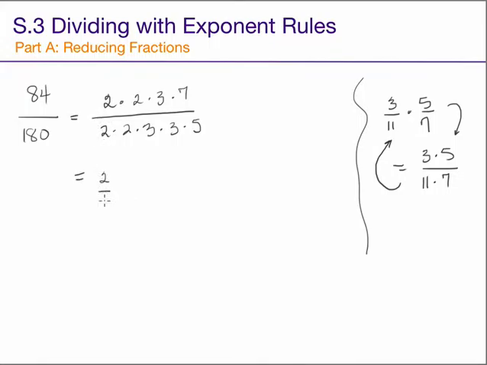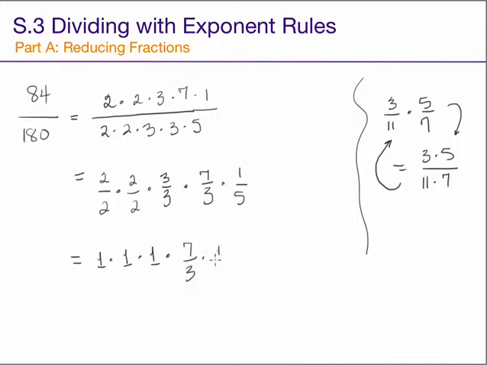This makes this 2 over 2 times 2 over 2 times 3 over 3 times 7 over 3 times 1 over 5. 2 over 2 is 1. 2 over 2 is 1. 3 over 3 is 1. 7 over 3 times 1 over 5 can be remultiplied, if you will, to give you 7 over 15. 1 times 1 times 1 is 1, and 1 times anything is just that number back again.